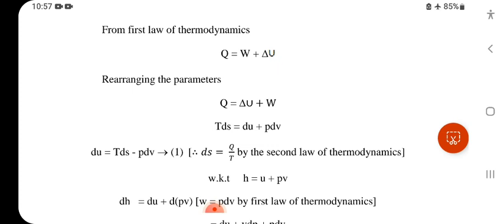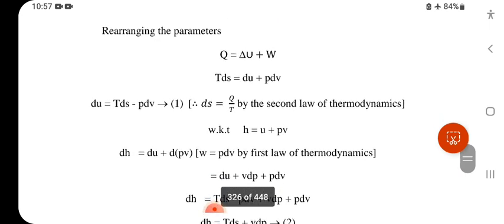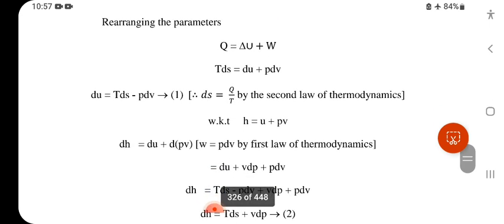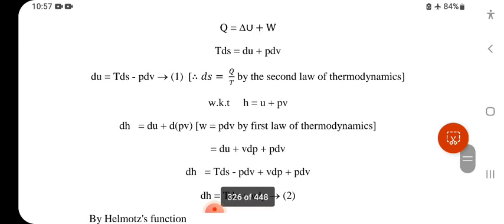We all know that H is equal to U plus PV from the enthalpy. From that enthalpy equation, H is equal to U plus PV, so dH equal to dU plus d of PV. By the first law of thermodynamics, work done equal to pressure into displacement of the volume, so I mention here W equal to PdV. Applying this, dH equal to dU plus VdP plus PdV.